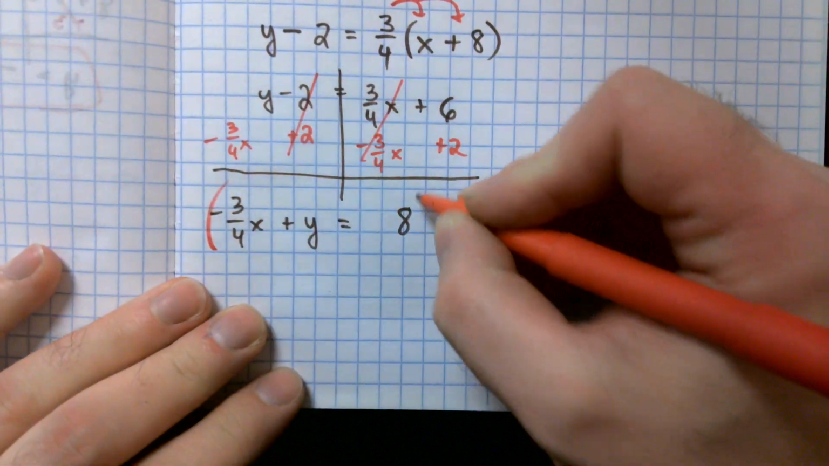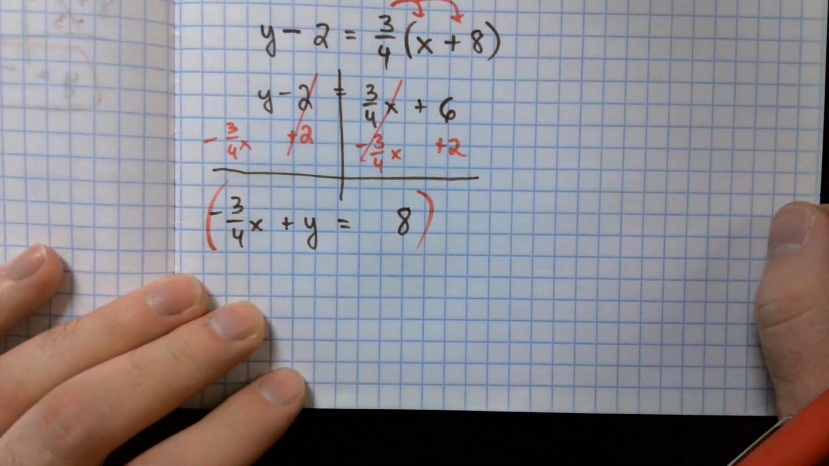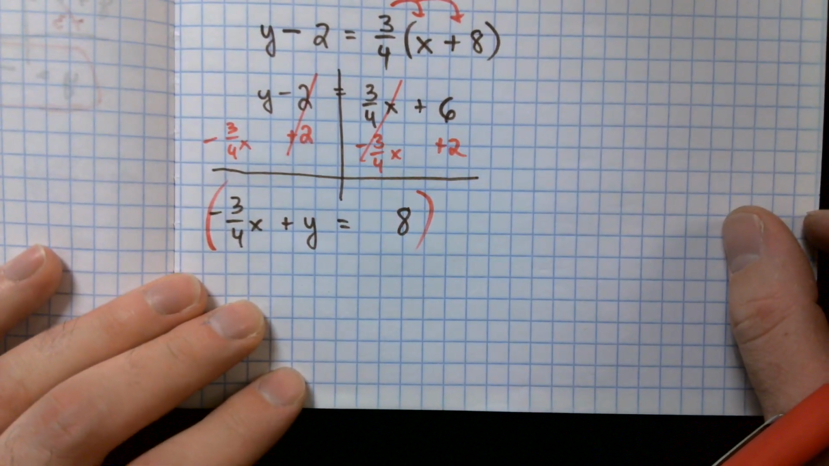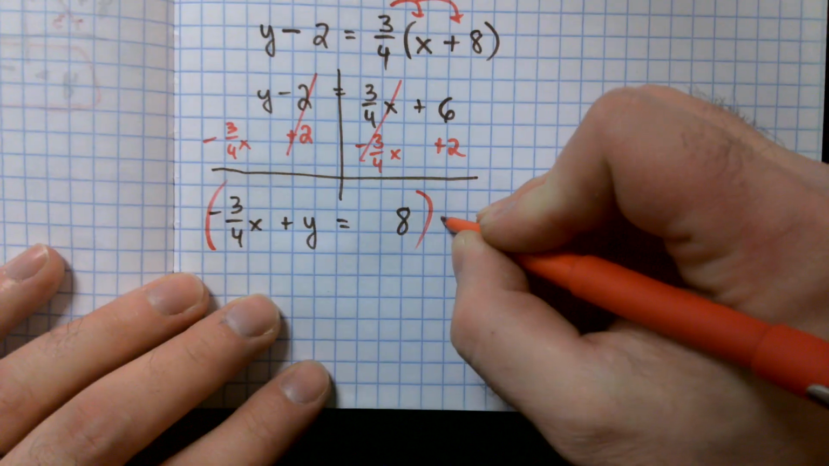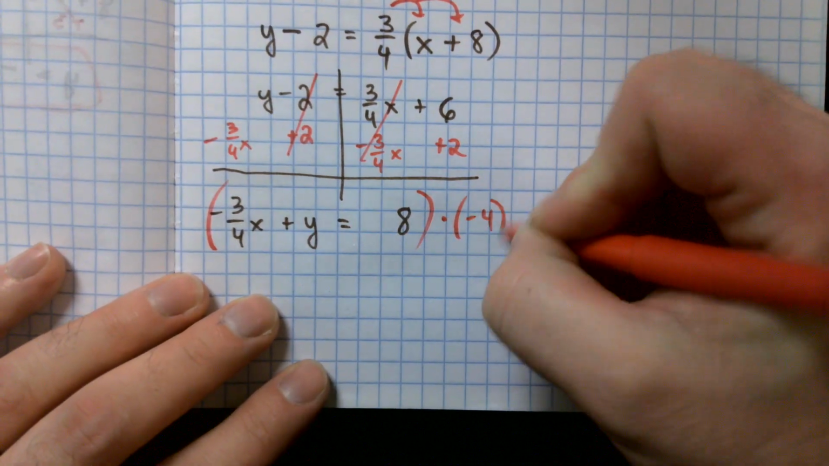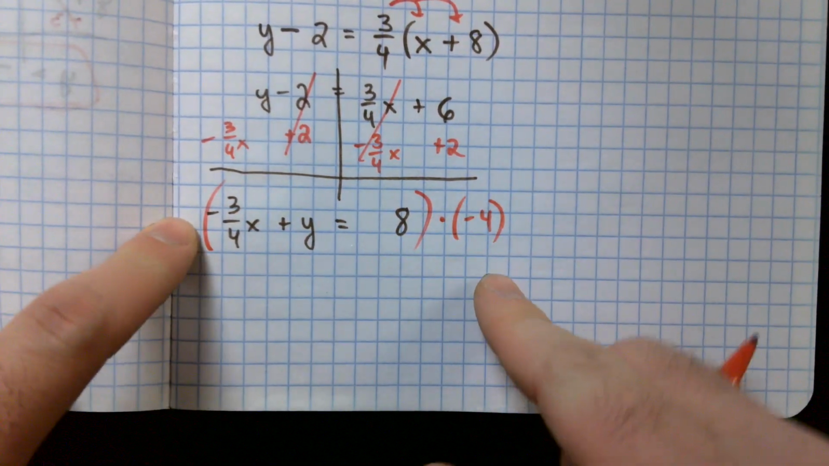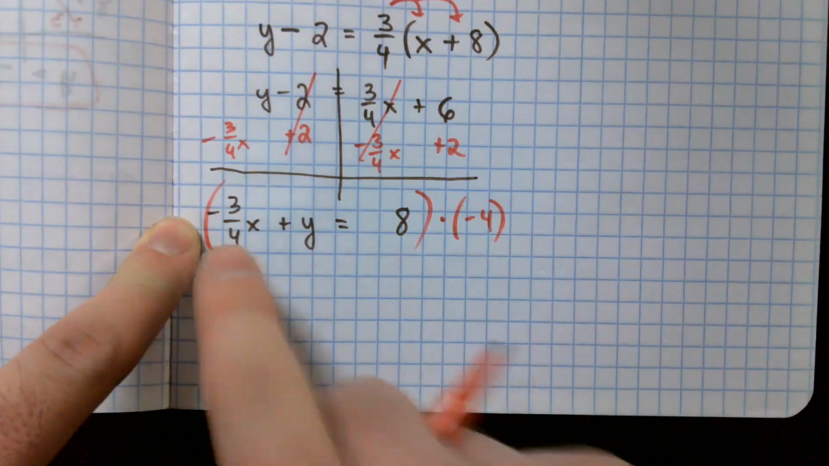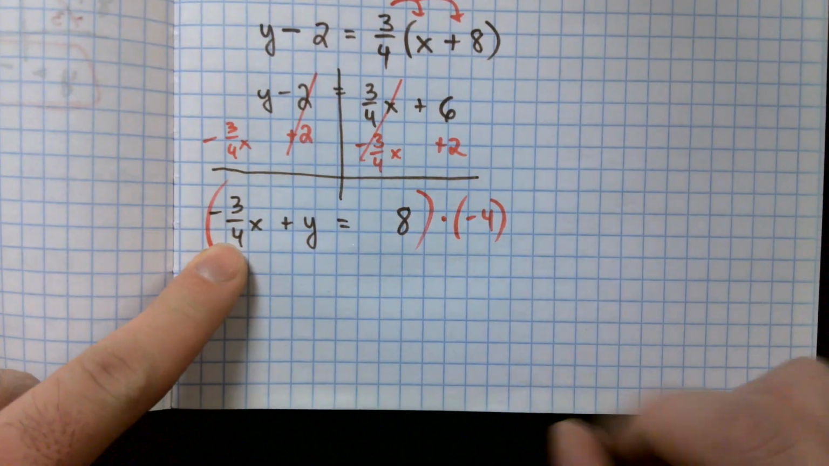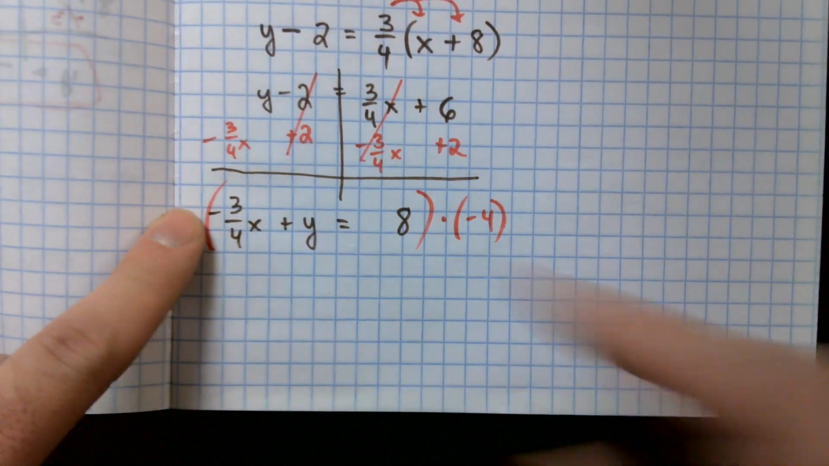So what can I multiply this whole equation by? Negative 4, right? I got to clear the negative. You got it. Great job. The 4 is going to clear out that 4 on the bottom. The negative is going to clear out that negative.